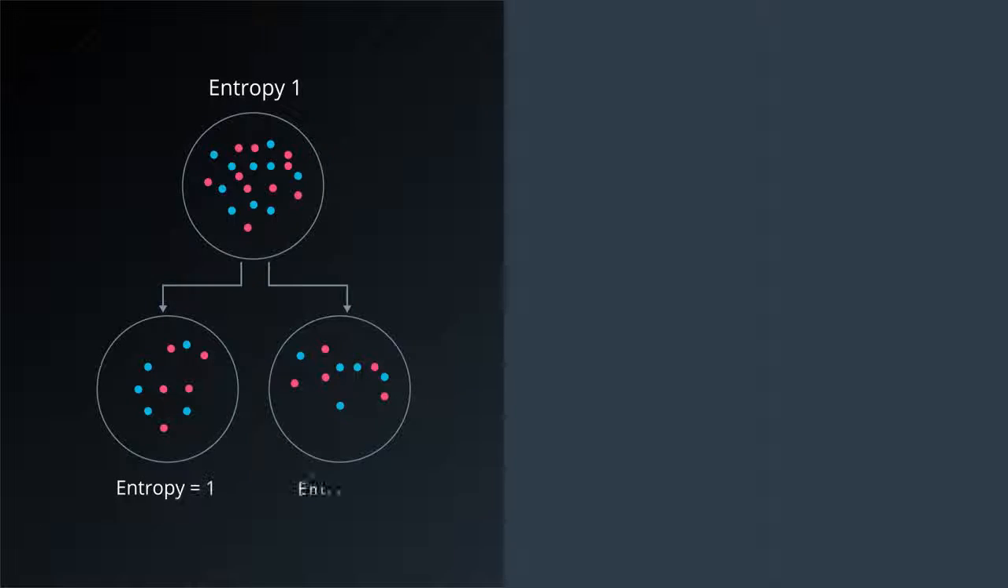For this example, now we can calculate the entropies of the children, which are both 1. Thus, the change in entropy is 1 minus 1, which is 0. This is a terrible splitting because it gave us 0 information.